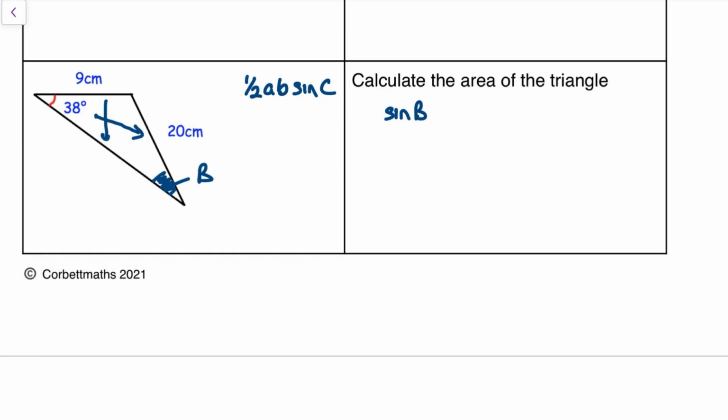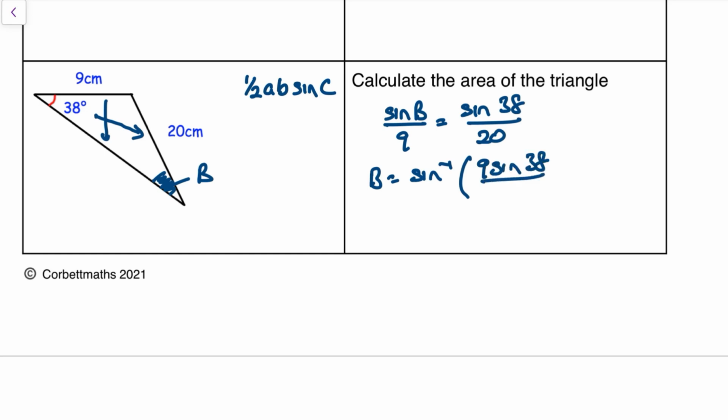sine B divided by the opposite side, which is going to be 9, is equal to sine of 38, so these aren't going to be nice numbers, divided by the opposite side, which is 20, which means that B equals sine minus 1 of 9 sine 38 divided by 20. Calculator out, and that is approximately, so sine minus 1, 9 sine 38 over 20, and that tells me it's 16.084 degrees. Now I'm using decimal places because I need to use that number.